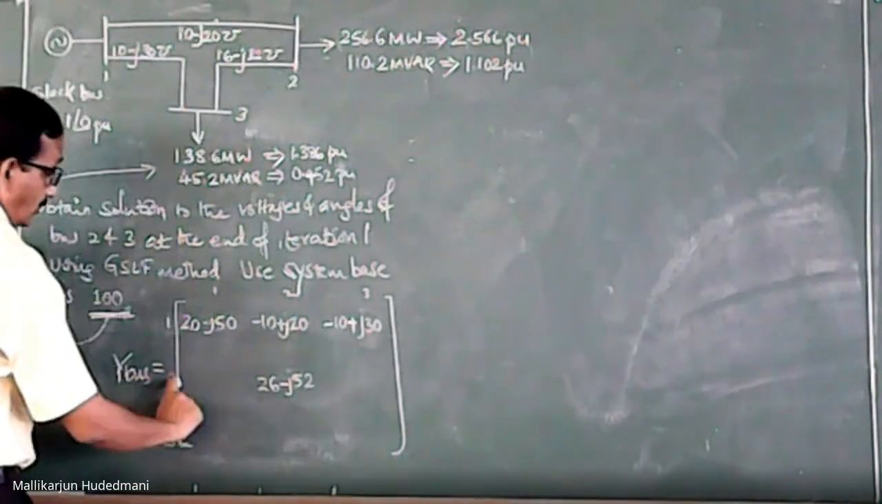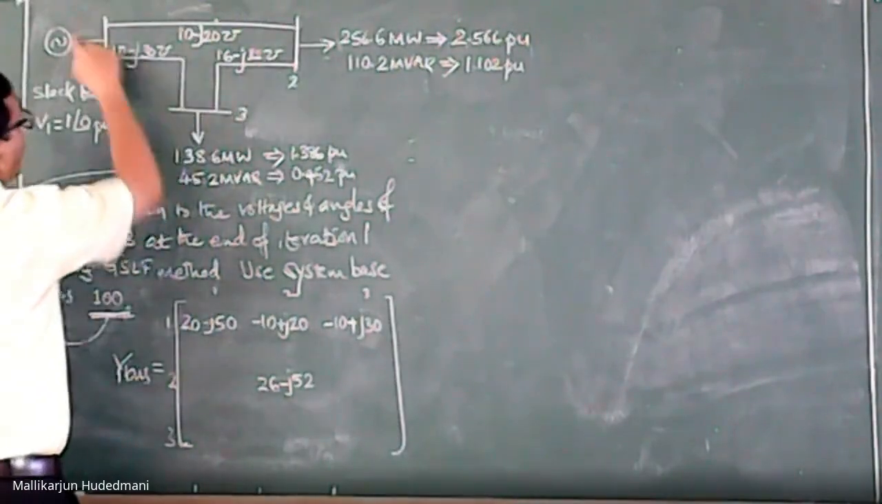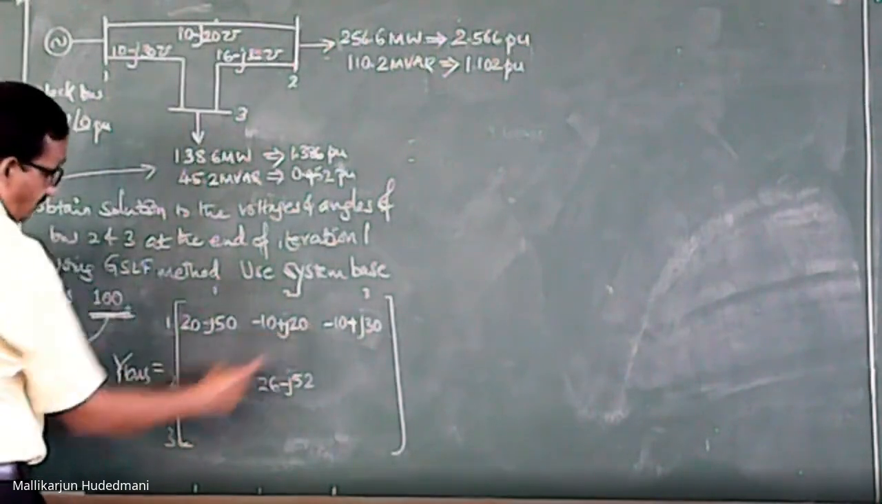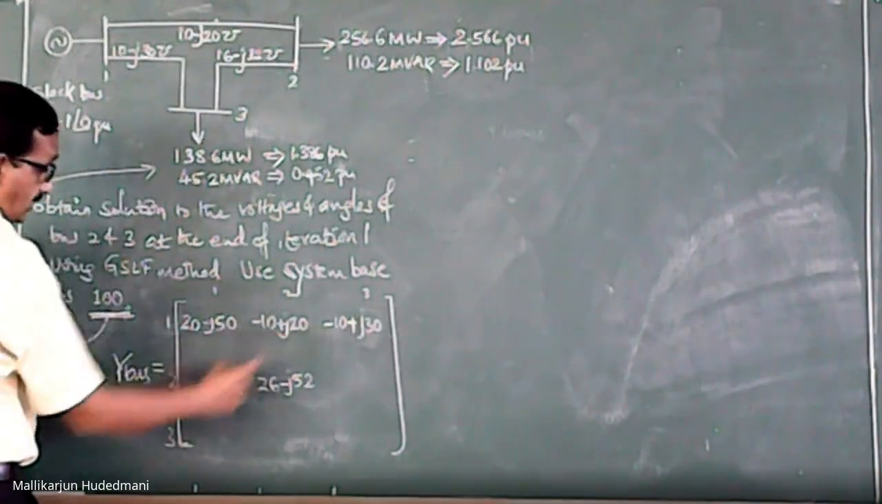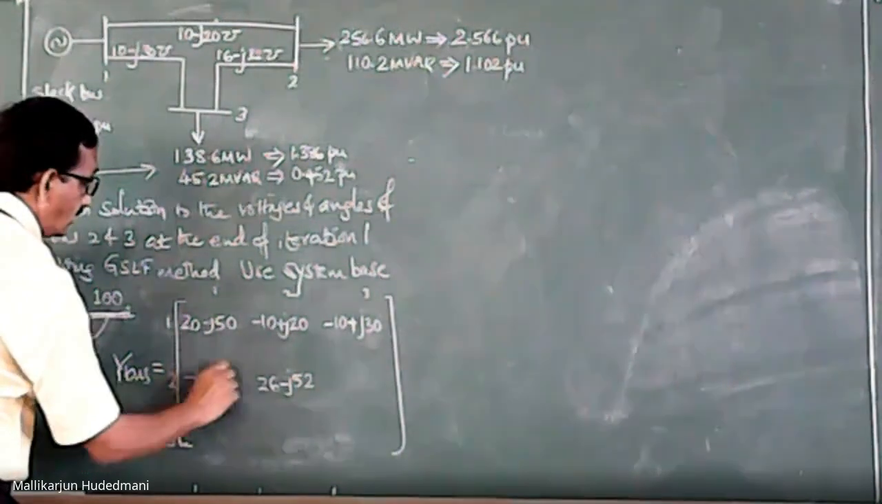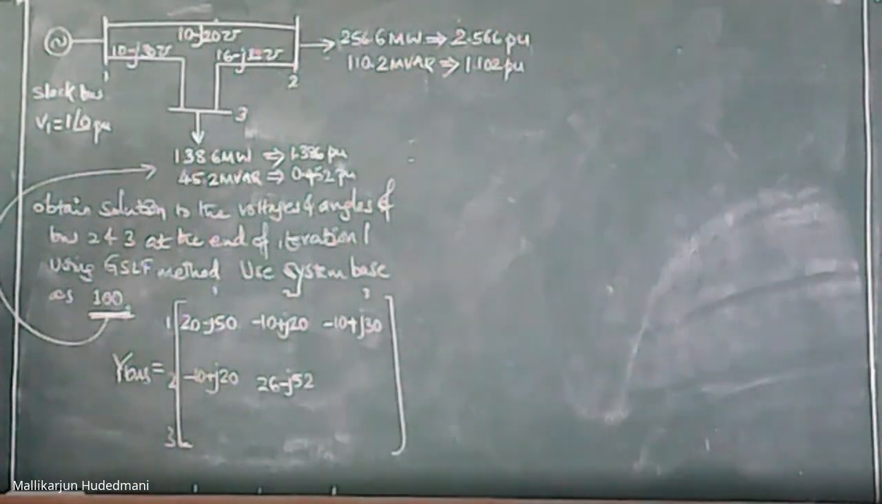What is 2, 1? Out of this, what is connected to bus number 1? 2 to 1. What is the value? 10 and j 20. Negative of that. Nothing but pick and place here. Minus 10 plus j 20. Hope this is clear. Hope you are following me.